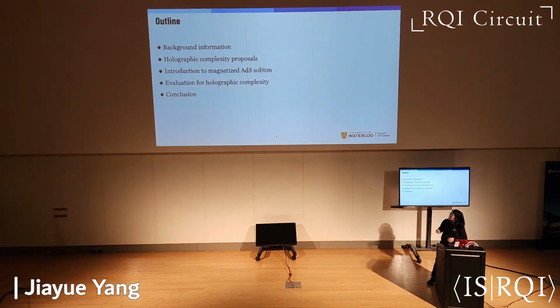And this is our outline. First, I will provide you with some background information, like the concept of complexity and also the AdS/CFT correspondence. And then I will talk about the holographic complexity proposals. And I will give you an introduction to the magnetized AdS soliton. And then we will evaluate the holographic complexity for 3 different proposals. And finally, I will make a conclusion.